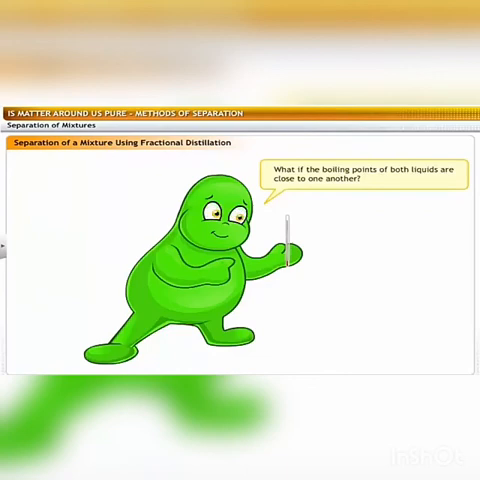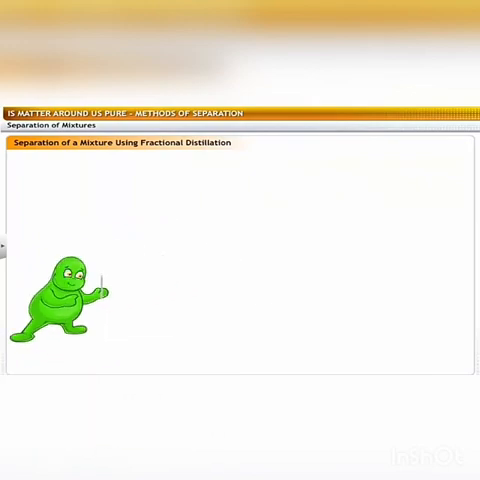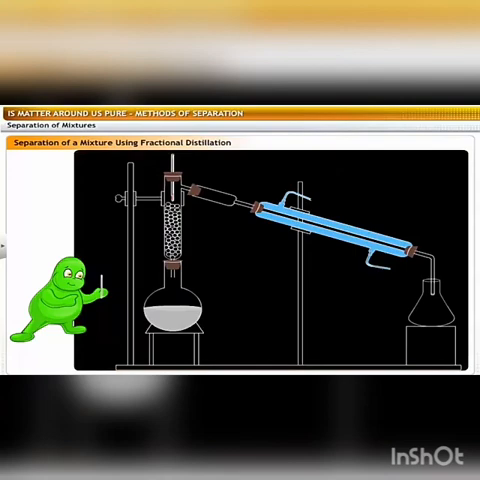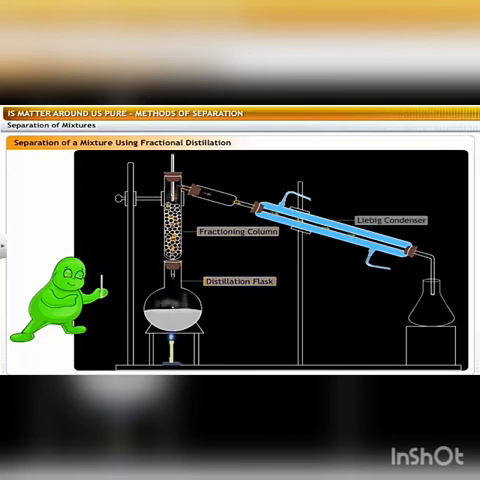What if the boiling points of both liquids are close to one another? In case the difference in the boiling points of the liquids is less than 25 Kelvin, you can use the fractional distillation method. Let's take an example of 2 such liquids, N-hexane and N-heptane. As you can see in the diagram, the apparatus is almost the same as used in distillation. The only difference is that a fractioning column is fitted in between the distillation flask and the condenser.